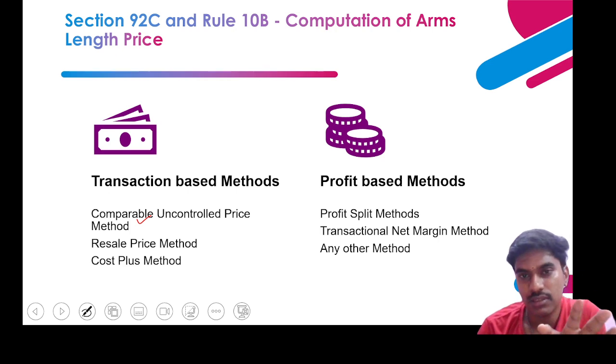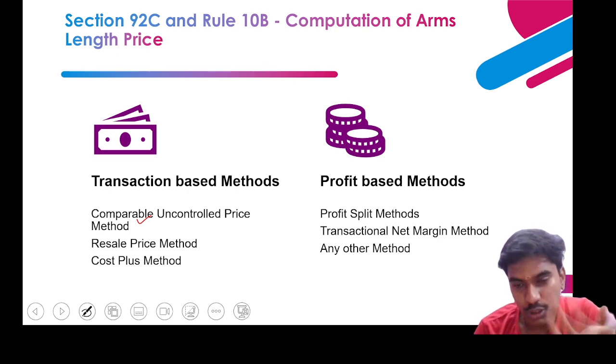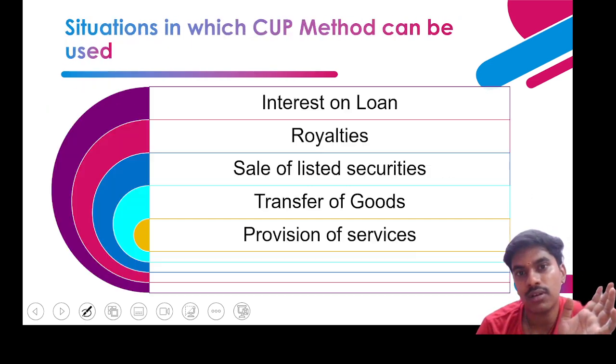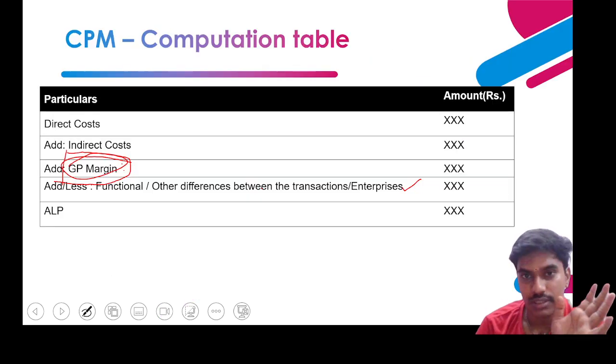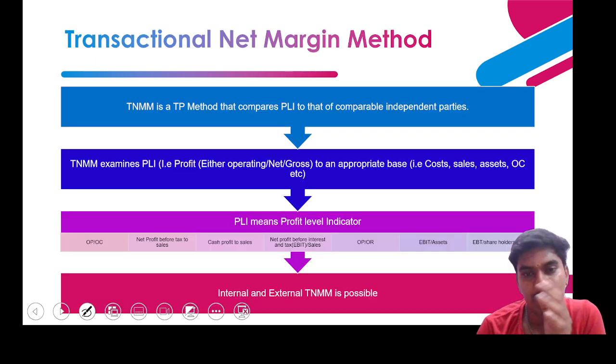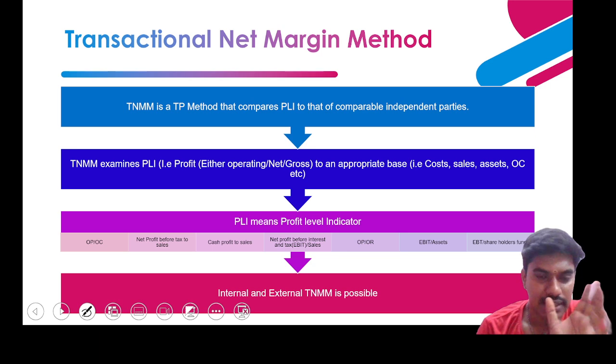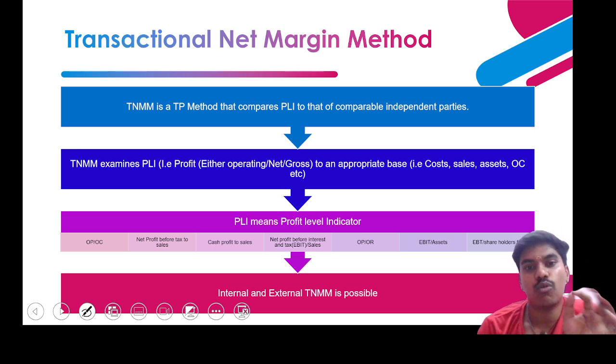But if I am not able to do it, I am going to go for profit based methods. So generally in transactional net margin method, what is compared is the profit level indicator.